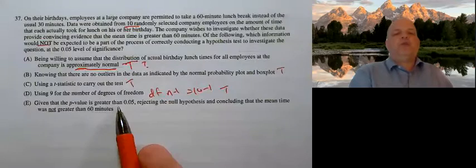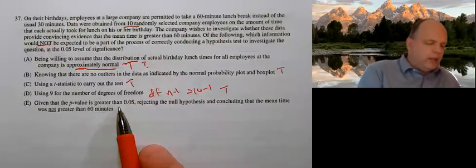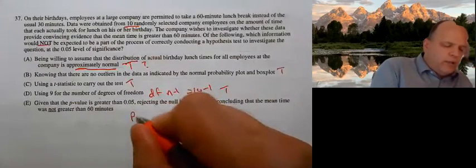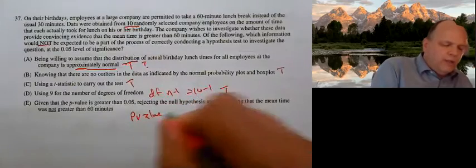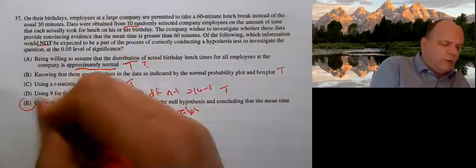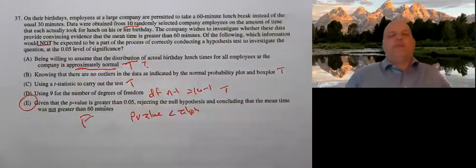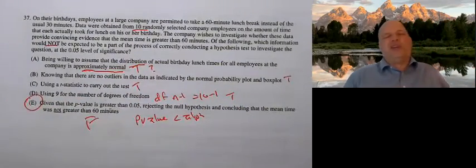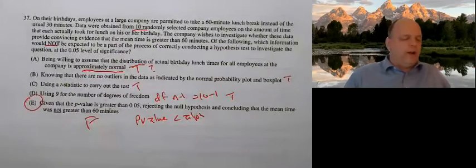Given the p-value is greater than 0.05, reject the null. Oh, wait a second. When do we reject? We reject if the p-value is less than alpha. So I would not expect this. This is false. Therefore, that is my best answer. All right, we don't reject when it's less than 0.05. We fail to reject.